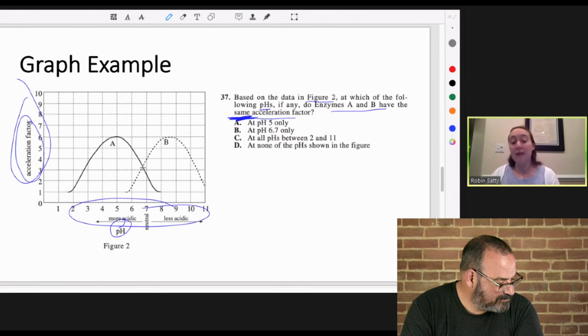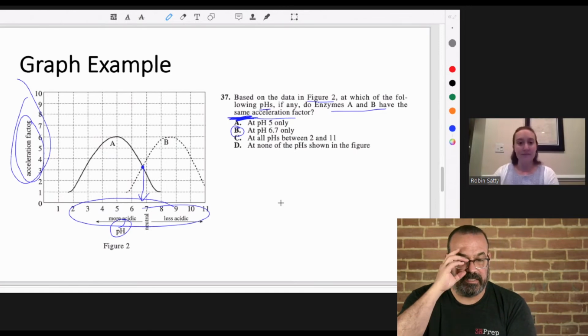It's going to be where they overlap right here. Its point is somewhere between 6 and 7. Answer choice B, at pH 6.7 only. They will not ask you a question like this and give you answer choices of 6.6, 6.7, and 6.8. They don't make you work for it. These questions are easy. These questions are really easy.